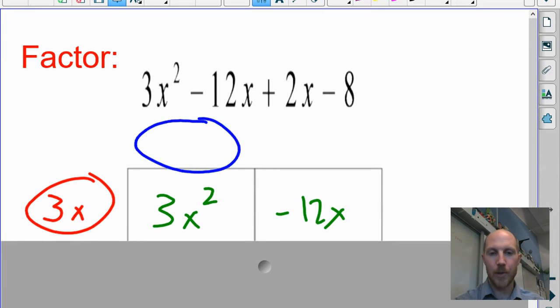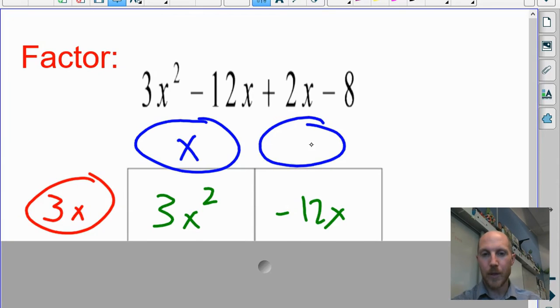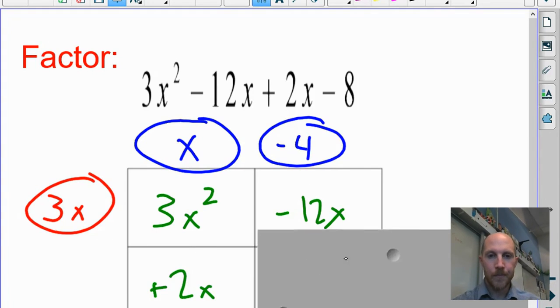Mystery number on the top. That red 3x times what is going to give me 3x to the power of 2? Well, I'm going to need another x to get x multiplied by itself. That's where that green x squared came from. Next mystery number, the red 3x multiplied by what will give me negative 12x? So I need a negative number, so I get that negative answer. 3 times 4 is going to give me that 12.